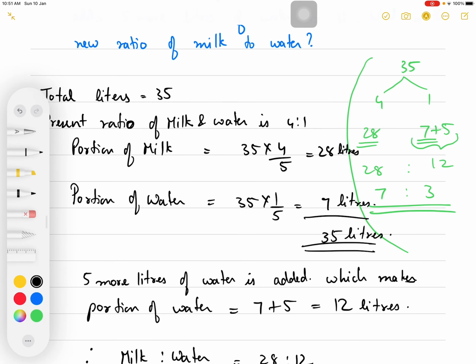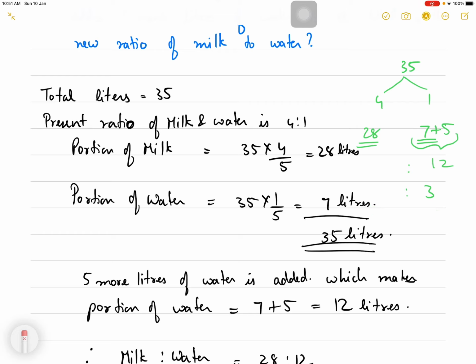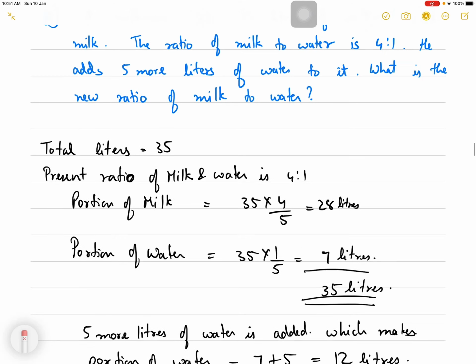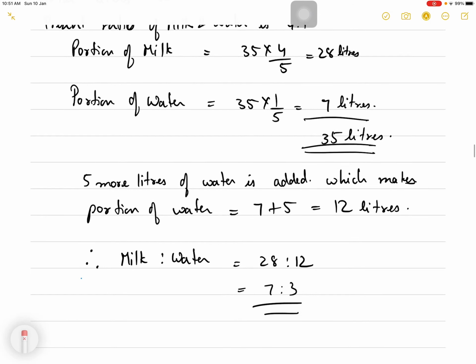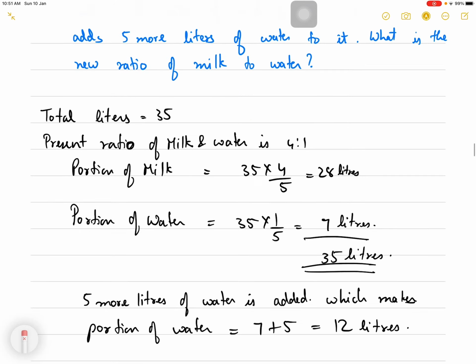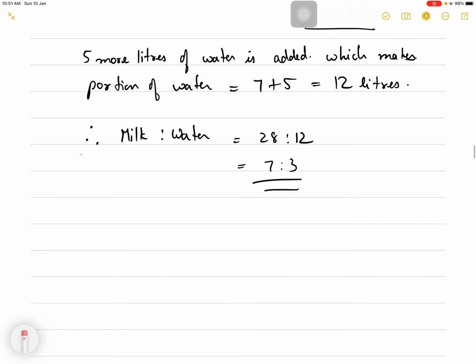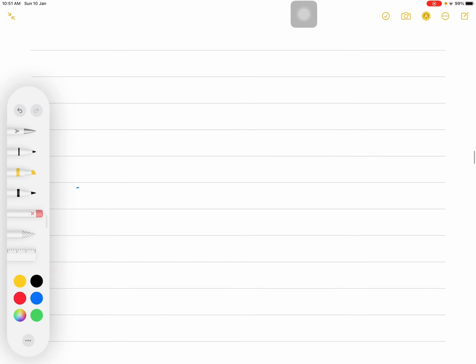Okay, so whatever is in the green you don't need to write. I just wrote it so that you can understand. Got it? So this is the way you solve it. Let's see the next problem.